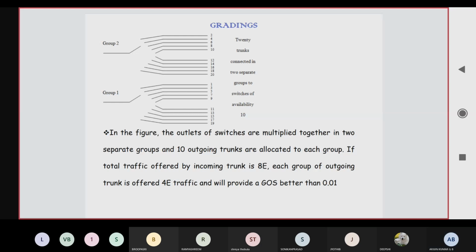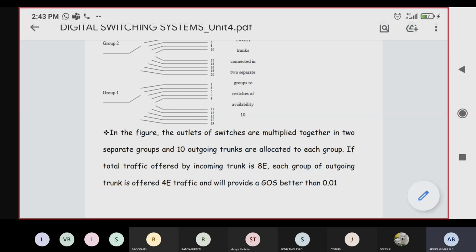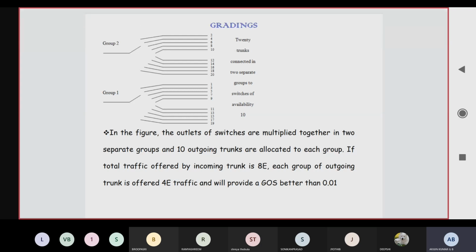Suppose the total offered by the incoming trunk. Take an example using the formula A is equal to CH by T, where A is traffic. Using that formula we are assuming that the total incoming traffic offered is 8E, and each group of outgoing traffic offered will be 4E. Then the grade of service we get should be 0.01.